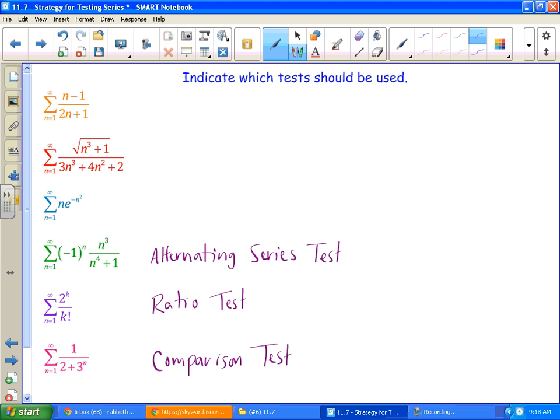I'll give you a second to look at those other ones. It's not like it's super obvious all the time, but we're going to have to figure out which route we want to go when we're doing them.